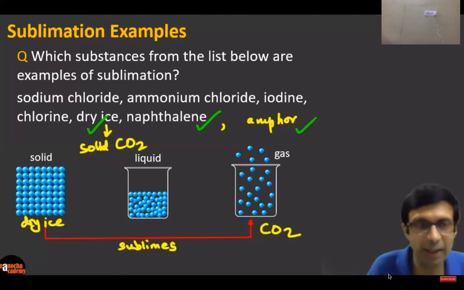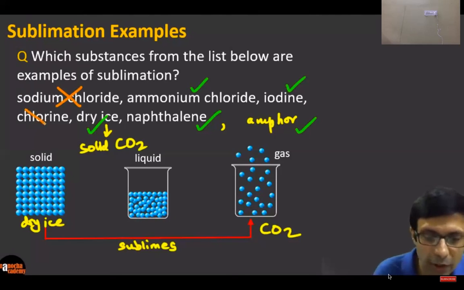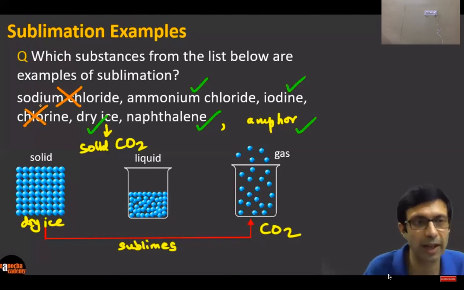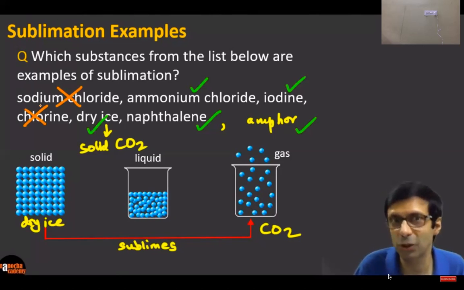What other things here, guys, do you know? Okay, so iodine is also an example, right? And ammonium chloride. Okay, so what is not an example here? So don't confuse. So sodium chloride is not an example of a substance that sublimes, and chlorine is also not an example. So chlorine gas is not, right? So for example, if you take sodium chloride, ammonium chloride, the sublimation can be used to separate these two salts. You know that sodium chloride is the salt that we eat.